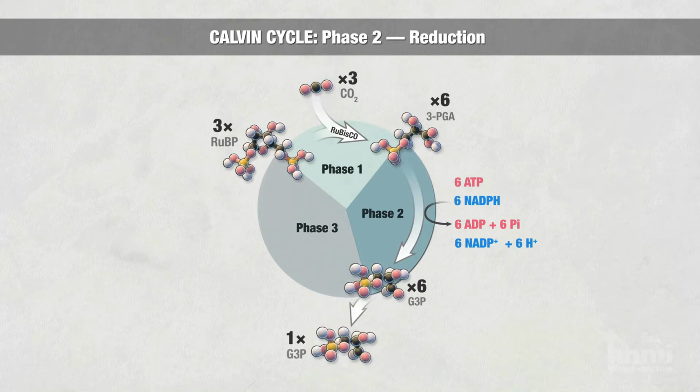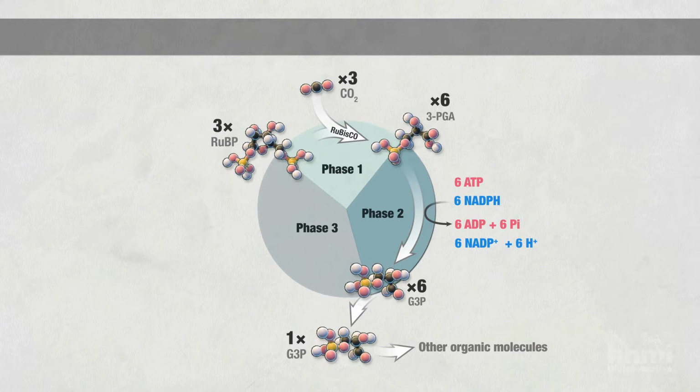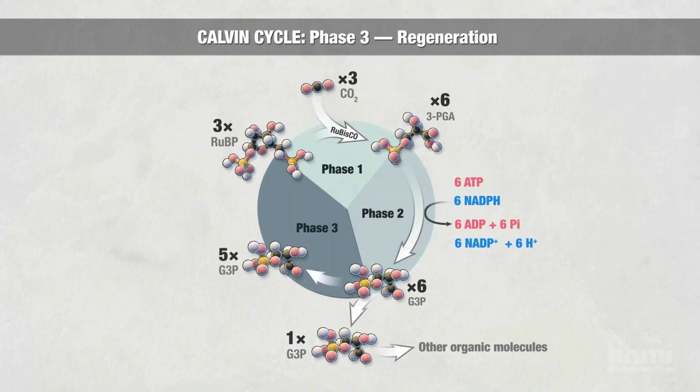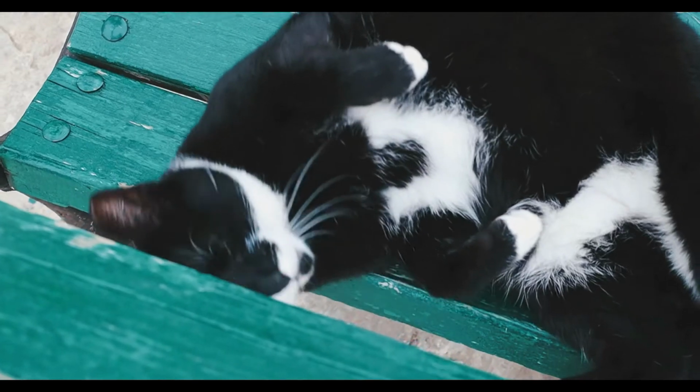One of those 6 G3P is used to produce food in the form of glucose and other organic compounds, and the remaining 5 G3P are used to regenerate the Rubisco enzyme, and here the cycle completes. To synthesize a single glucose molecule, the cycle runs 6 times. But it's not this simple.